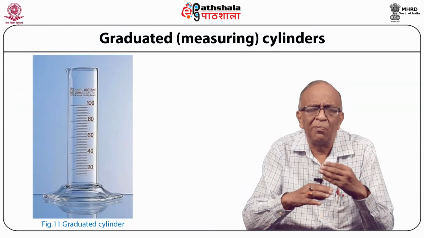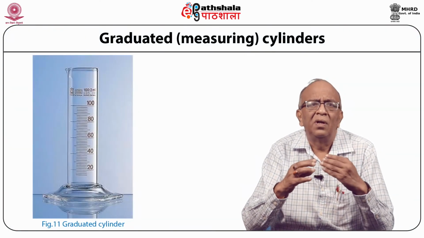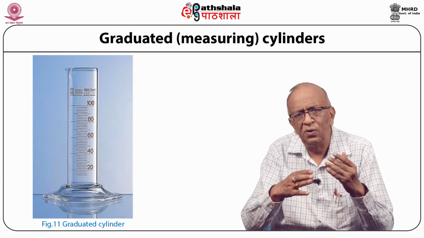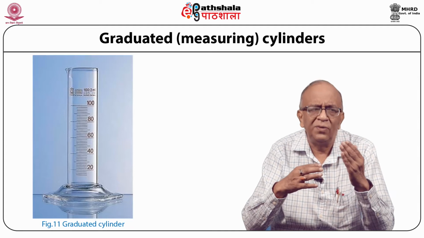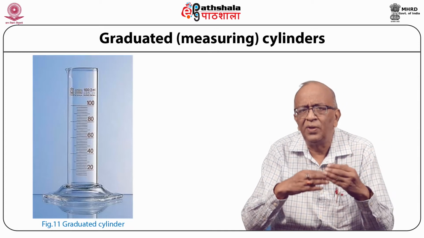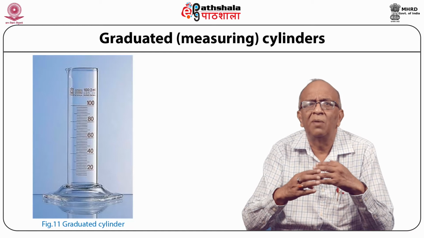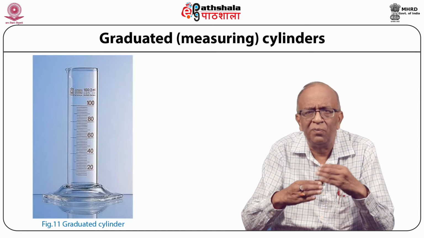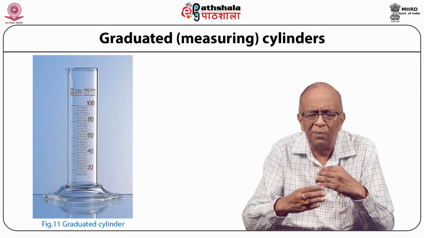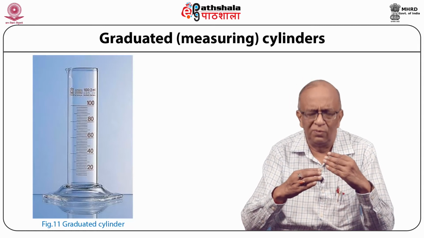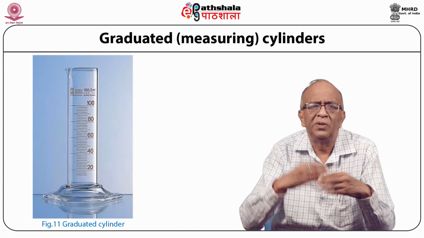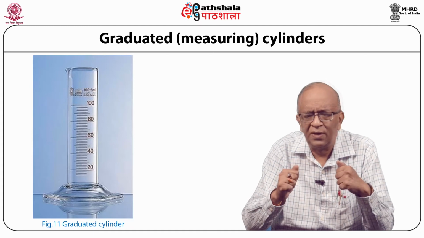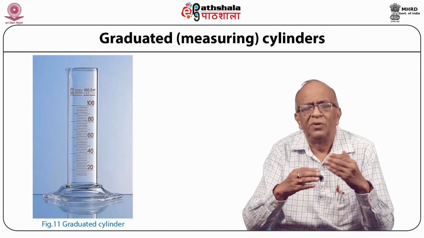Another important apparatus is the graduated measuring cylinder, which is shown here in the figure. A graduated cylinder has graduated marks, and it comes in capacities of 10 ml, 20 ml, 30 ml. If we require rough addition, then we may take 2 ml, 3 ml, or 5 ml of the solution or solvent with the help of a standard graduated cylinder.